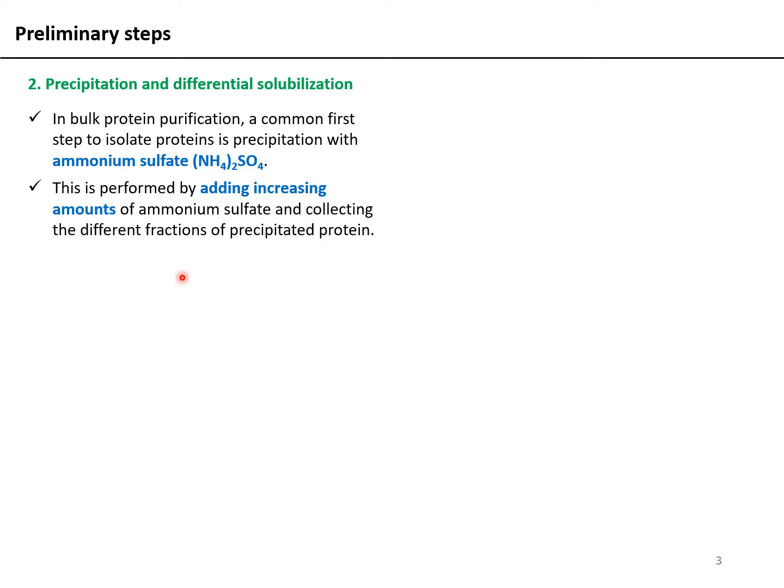Now what do I mean by different fractions? Suppose you add a certain percentage of ammonium sulfate, let's say for argument's sake 20%, and you get a certain level of precipitation. So you collect it. Now you increase the amount of ammonium sulfate you're adding, say to 30%, and now a different population of proteins gets precipitated. You collect this. So as you gradually keep on increasing the percentage of ammonium sulfate you're adding, more and more proteins will get precipitated, and these different fractions are then collected.